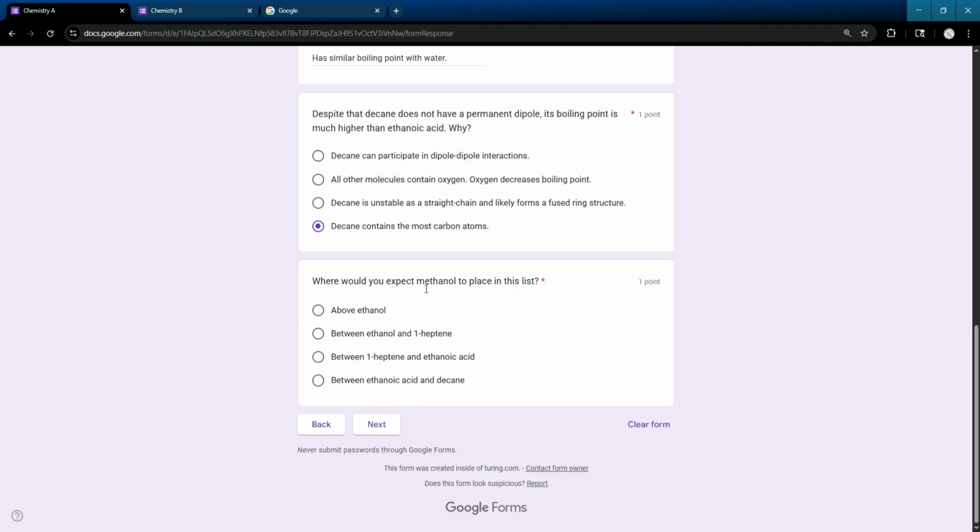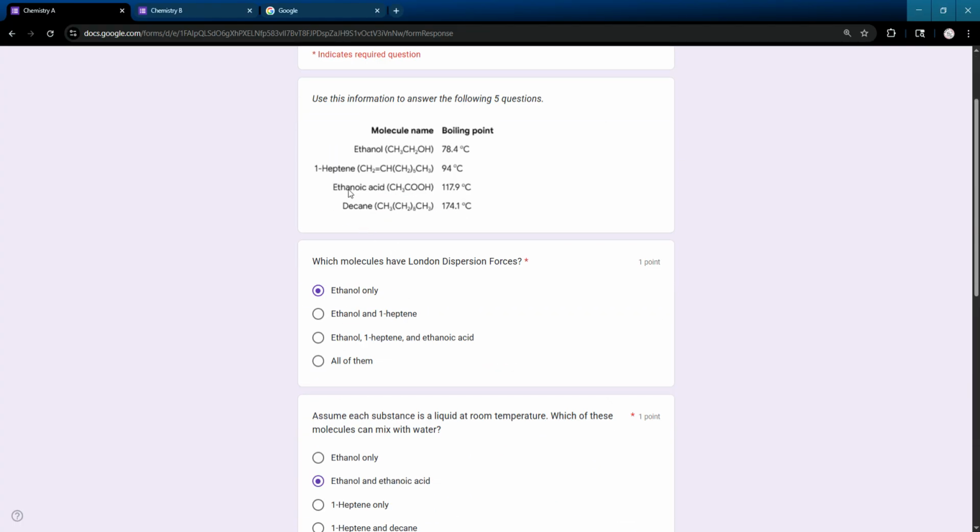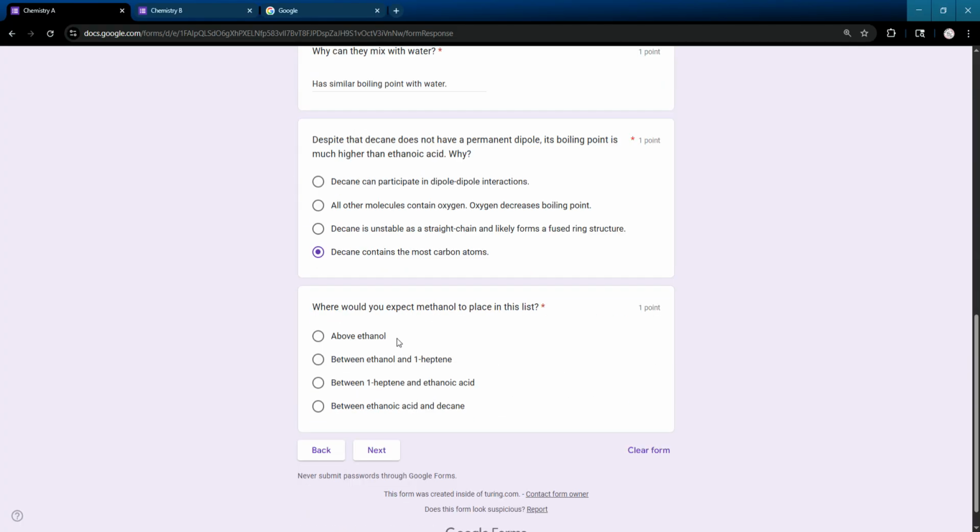Where would you expect methanol to place in this list? Methanol, ethanol, like right in the middle. Yeah.